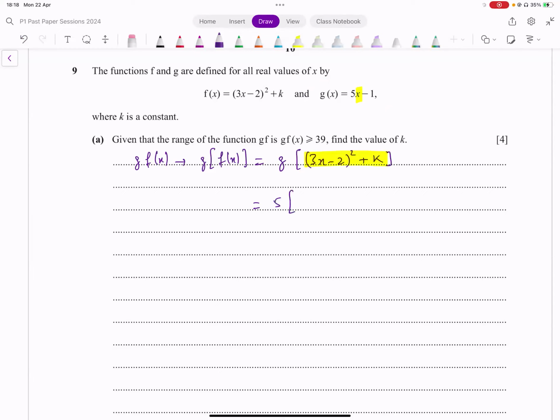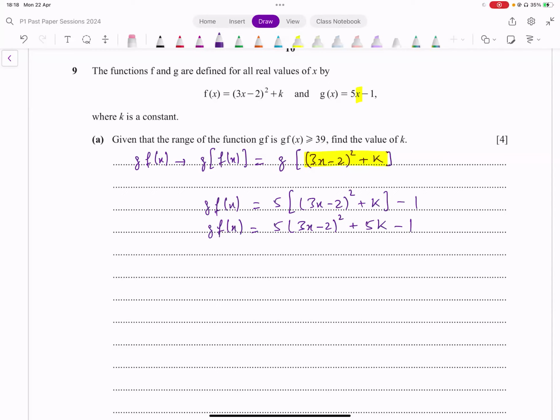5 into (3x minus 2) whole squared plus k, minus 1. This is what we get. This is the function gf of x. Okay. Now let's simplify this a bit. Let's multiply 5 inside, and that will give you 5 into (3x minus 2) whole squared plus 5 times k minus 1. This is what we end up getting.